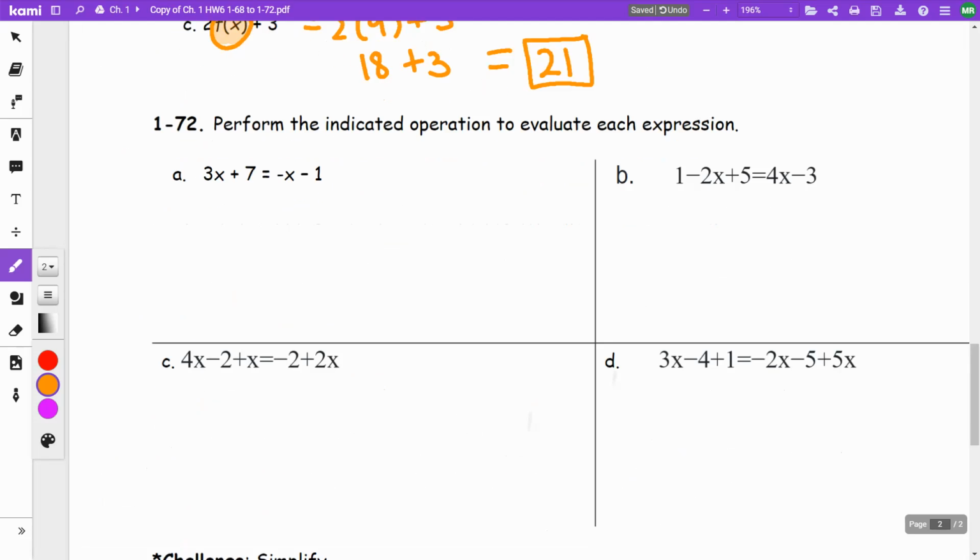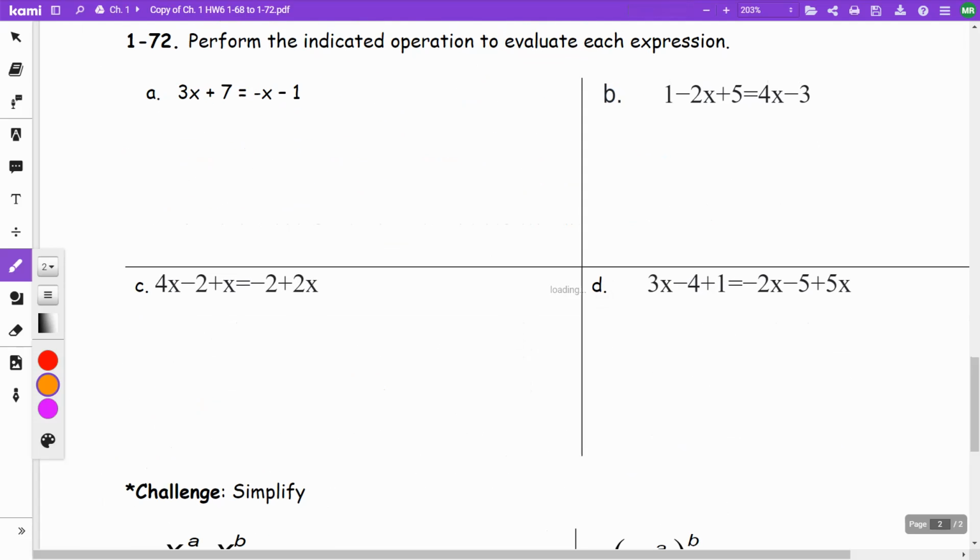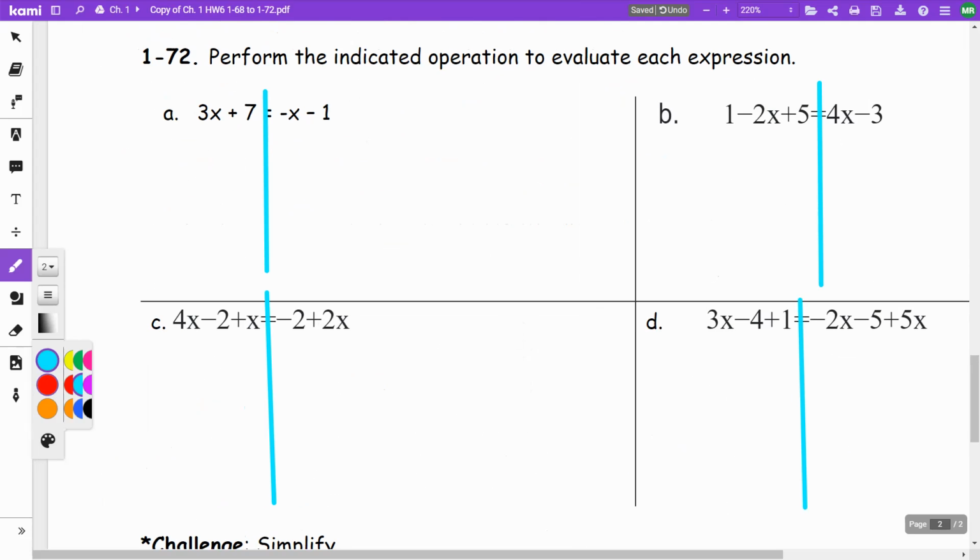On 72, we're solving. So let me just kind of draw my line where my equal is. Don't have to do this. I'm just going to try to do this to emphasize both sides of my equal. Okay, so on the first one, I would personally deal with my x's first. So I'm going to add x to both sides. And when I do, I'm going to get 4x plus 7 is equal to -1.